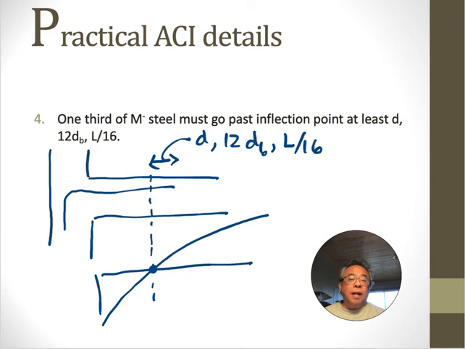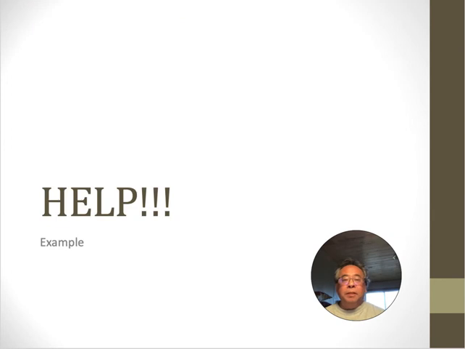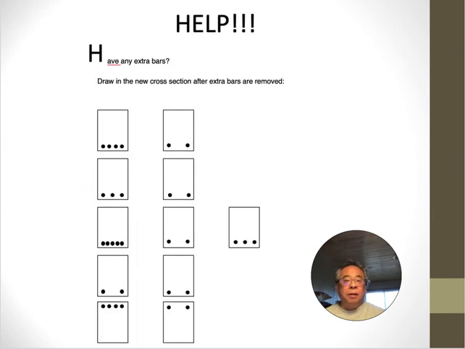Let's try a little example and walk through it, what all these things mean. And we're going to do this. HELP. H: Have any extra bars? It's sort of like Got Milk. Okay, so have any extra bars? If I said, do you have any extra bars, then it would spell DELP, and it wouldn't be a word. So have extra bars is H.